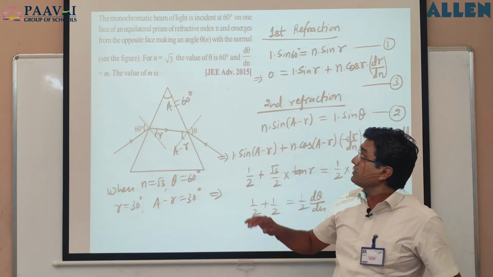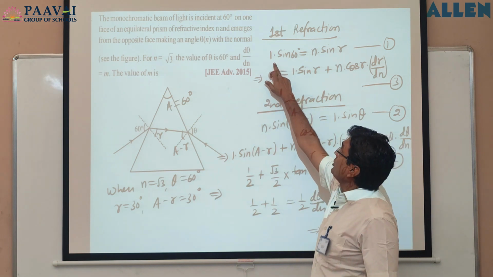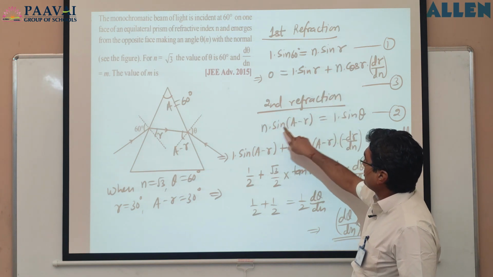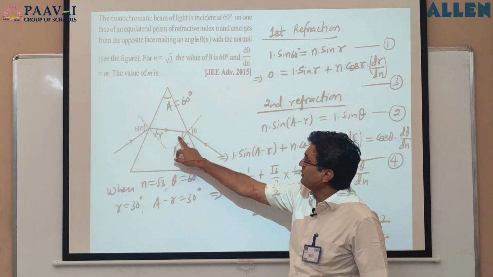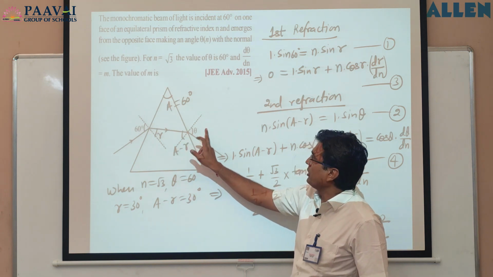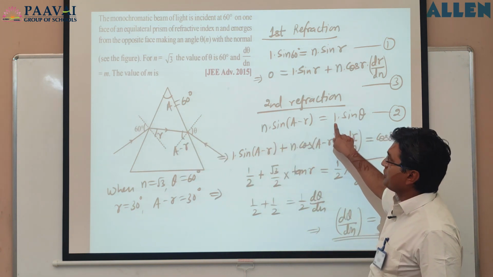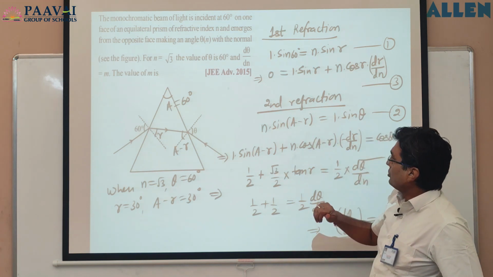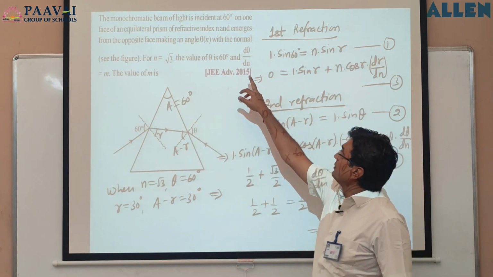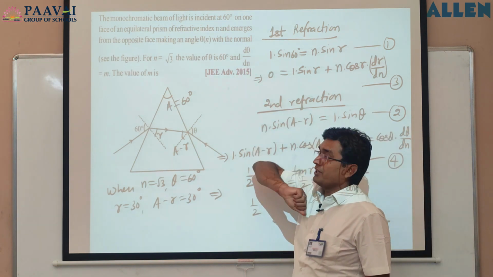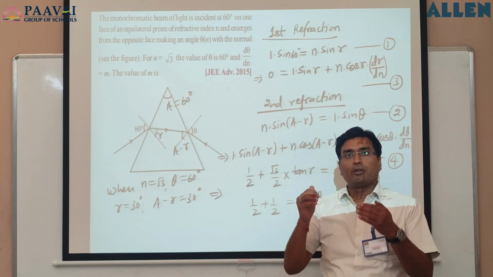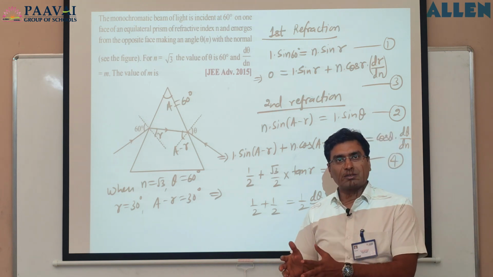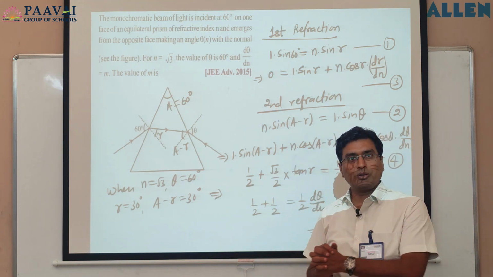So, my first equation is 1 into sin 60 degrees equal to n into sin r. Similarly, we can write the second refraction: n into sin of A minus r, that is n1 sin i1, equal to n2 sin i2, where n2 is again the air medium. So, 1 into sin theta. We are supposed to find d theta by dn, so for that purpose we need to differentiate these equations.